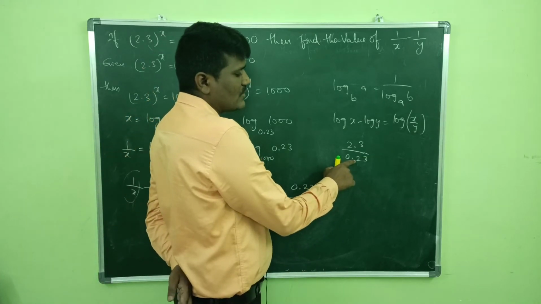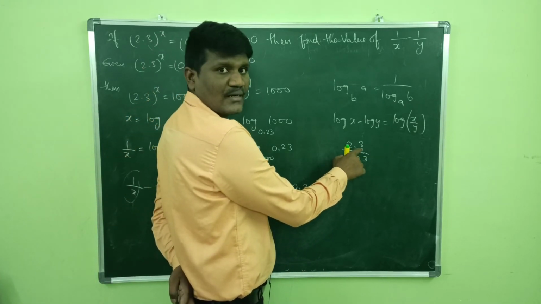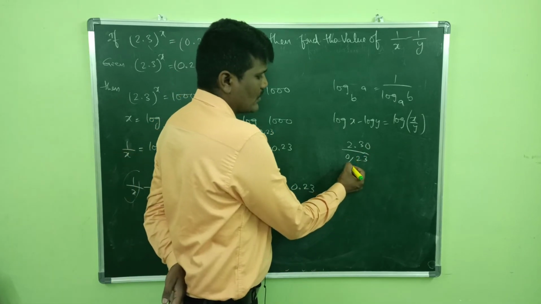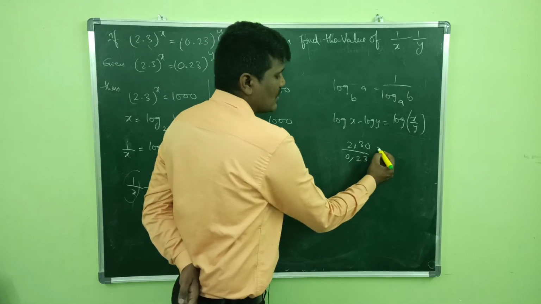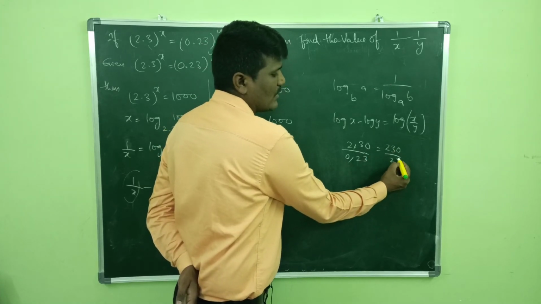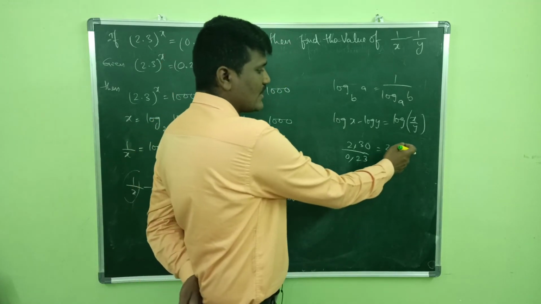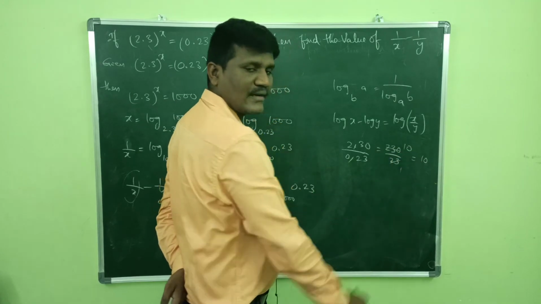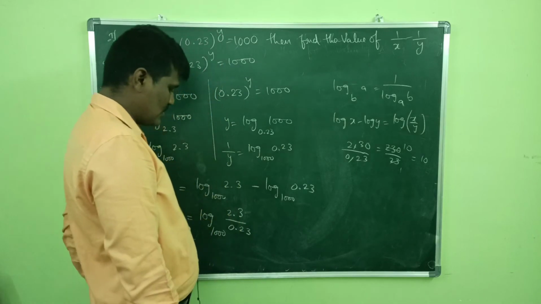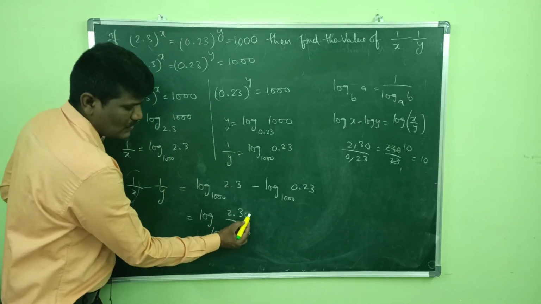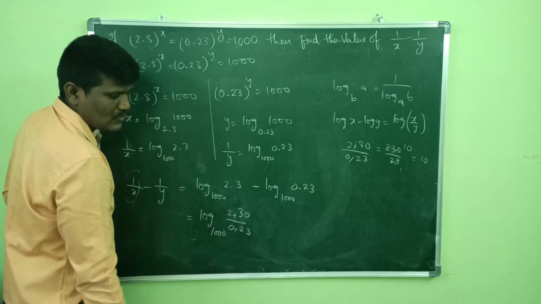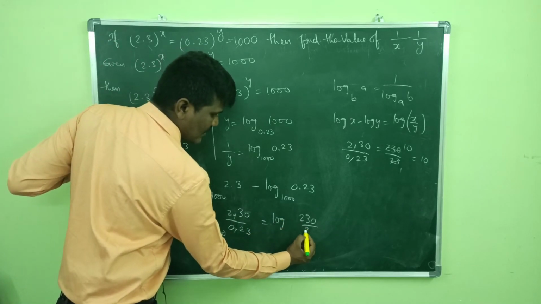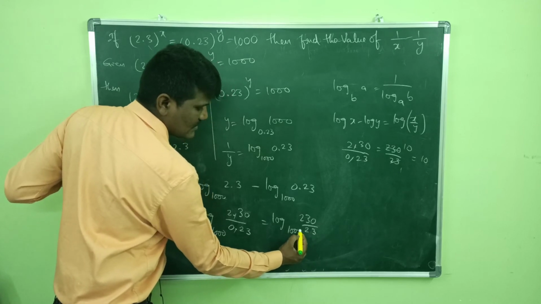In the denominator, after the decimal there are 2 digits; in the numerator, if only one digit is there, you can keep the 0 here. So you can cancel this 2. It will become 230 by 23. So what is 230 by 23? 23 ones are 23, 23 tens are 230, so it is equal to 10, I can write. Same way I will write here 0, cancelling this 2. So I am getting the value log 230 by 23 to the base 1000.